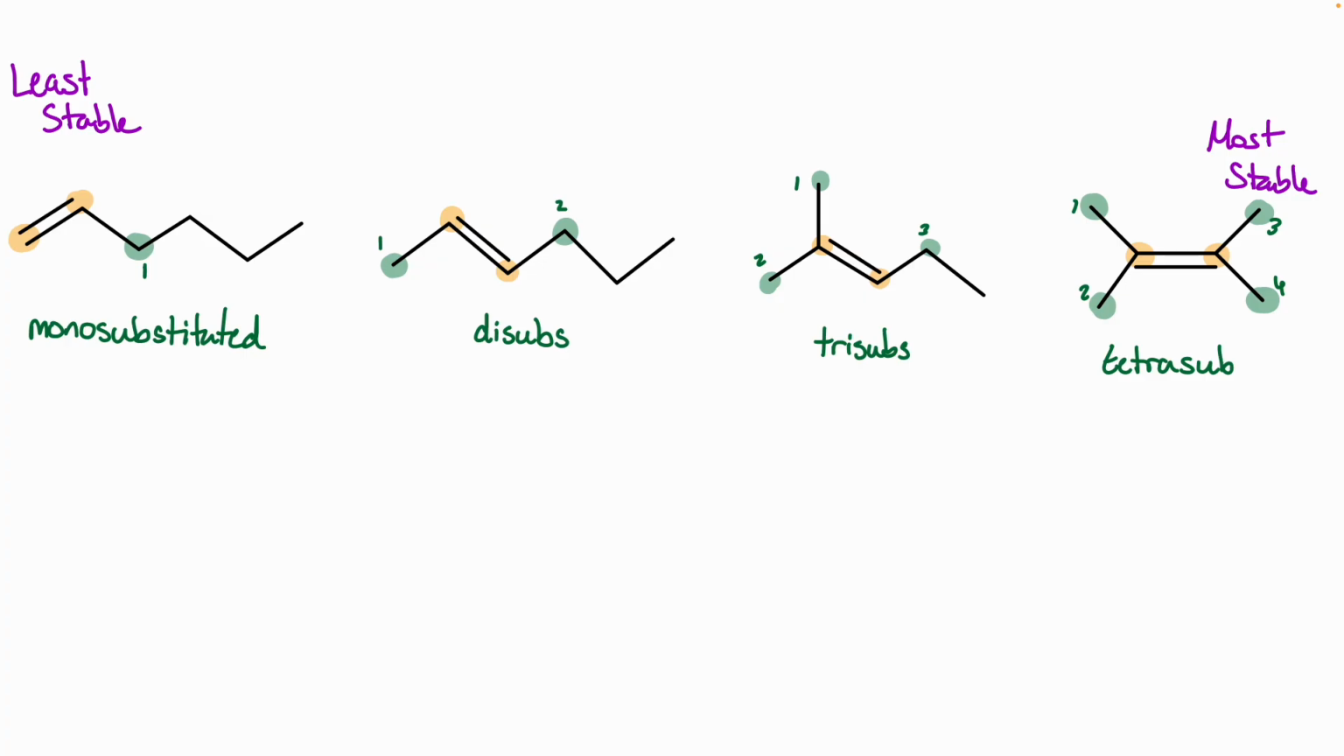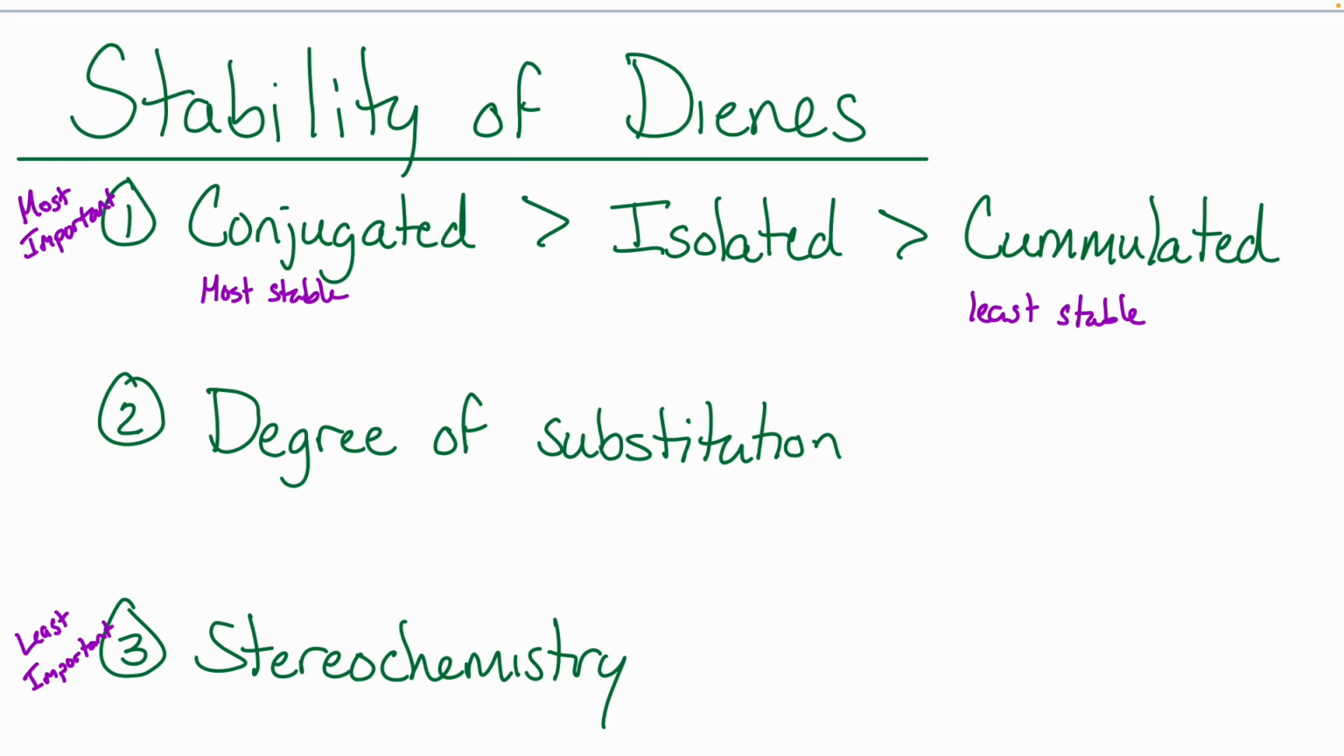So again, what we call our degree of substitution influences the stability of those alkenes. The less substituted alkene, the less stable. The more substituted alkene, the more stable. So we said that classification is the first most important thing to look at. Then we look at degree of substitution. And again, more substituted implies more stable.